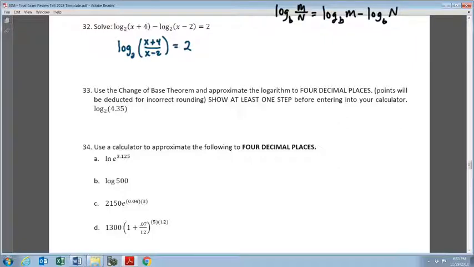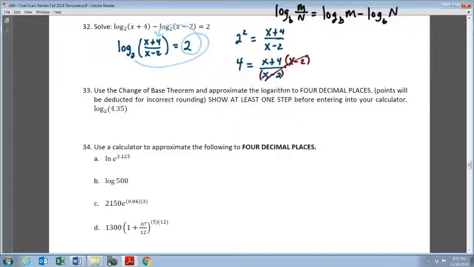This is logarithmic form. We have our base of 2 here, our exponent, remember base, exponent, answer. Let's go ahead and change this to exponential form. It'll be 2 squared is equal to x plus 4 over x minus 2. So 2 squared is 4. We're going to need to multiply both sides by x minus 2. And so on the right, we're going to get x plus 4. We got to also multiply the left side by x minus 2. It'll be 4 times x, which is 4x, and 4 times negative 2, which is minus 8.